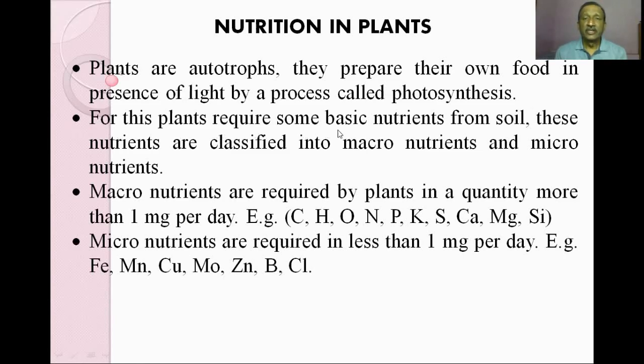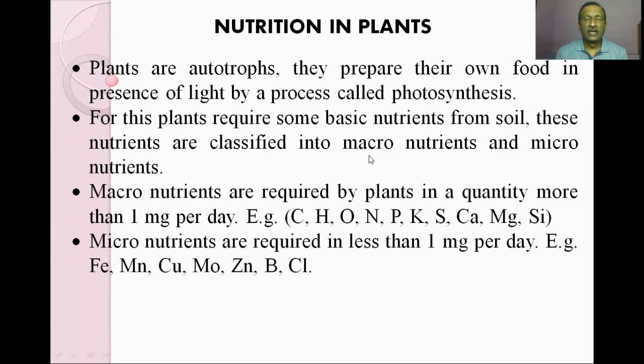For this, a plant requires some basic nutrients from soil. And we also studied in yesterday's class what is meant by nutrients. Nutrients are those basic substances which are used in the body for various types of needs. So plants, of course, prepare their own food. So they do not require food from outside. Rather, they require some of the basic nutrients from the soil.